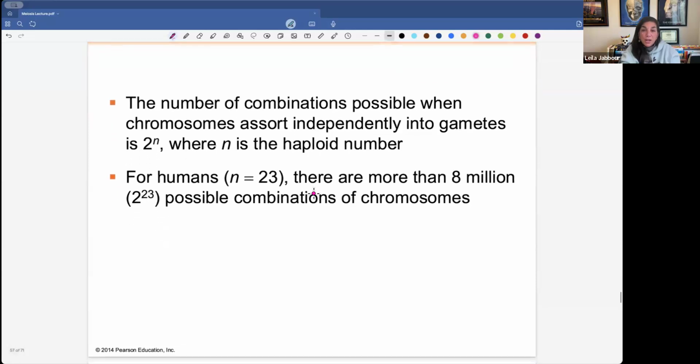So the number of combinations possible when chromosomes assort independently is 2 to the exponent n. Even that is not quite accurate, but this is what we go by. 2 exponent n, where n is the haploid number. For humans, it's 23. So 2 exponent n, for us humans, would mean 8 million possible combinations of chromosomes. So now you know why it added variation.